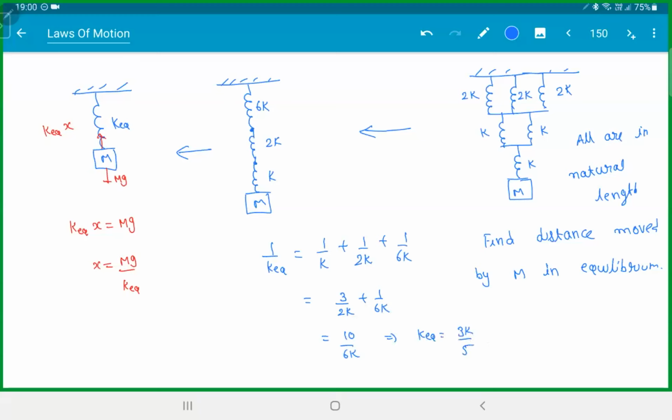Check. 5 mg by 3K. That's your answer. Okay, questions can be framed like that, equivalent springs. If these three are in parallel, 6K, these two are in parallel, 2K, then this is K and all three are in series. Just like resistors which you have studied. But here formulas both are reversed, so just be careful about that.